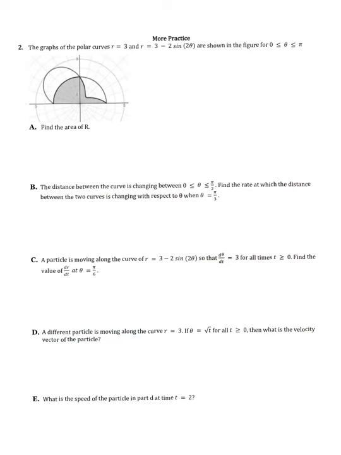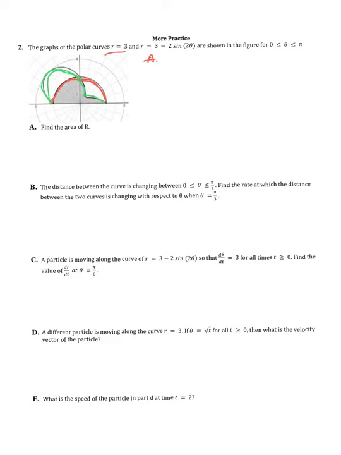The graphs of the polar curves r equals 3 and r equals 3 minus 2 sine of 2 theta are shown in the figure below from 0 to pi. First of all, let's just go ahead and identify: r equals 3 is this curve right here, and r equals 3 minus 2 sine of 2 theta is this curve right here. Part A is asking us to find the area of R. So stop and think through your approach for part A. And I'm going to do the work for part A up here since there's all this space up here.